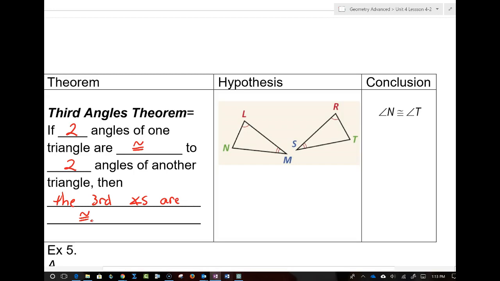So if I did something like this, let's just say this angle is 80 degrees. So L and R are the same measurement. They're both 80. Let's let M be 40 degrees. But if M is 40 degrees, what does S have to be? 40 degrees. Okay, guys, what's 80 plus 40? 120. What's left for the third angle? So don't both of those have to be 60 degrees?